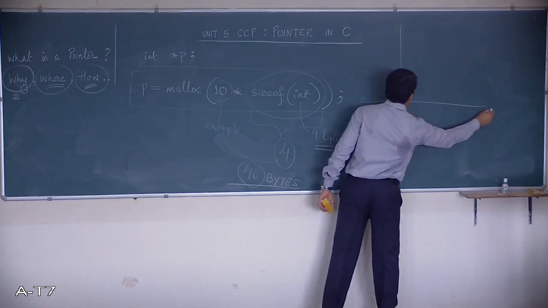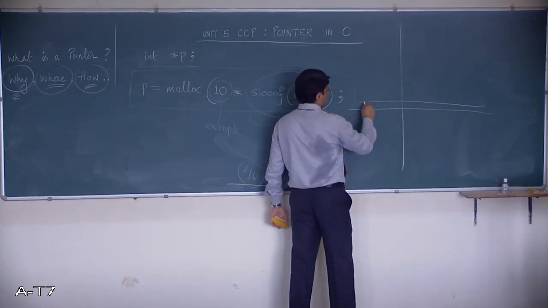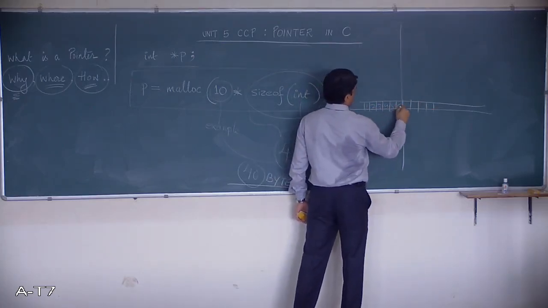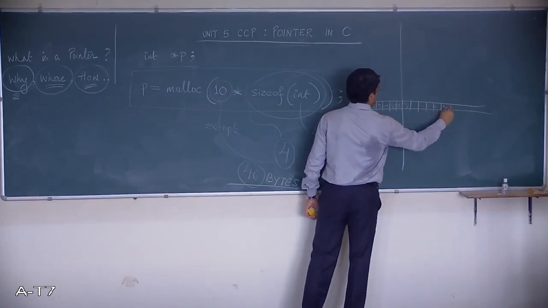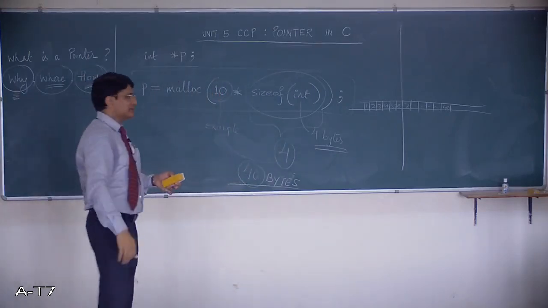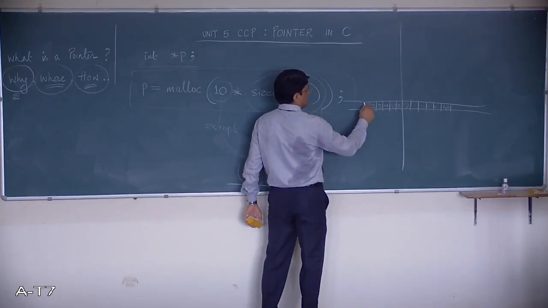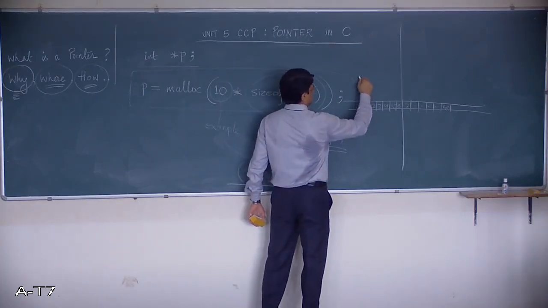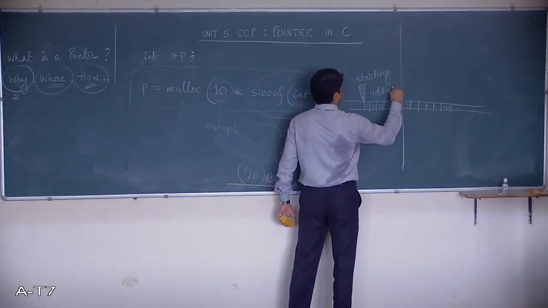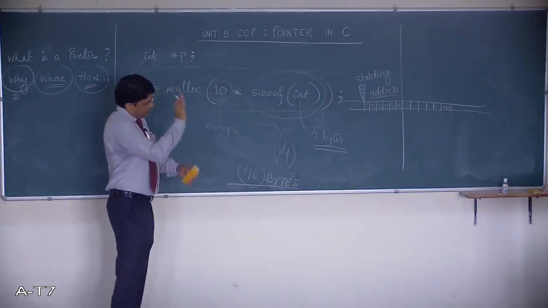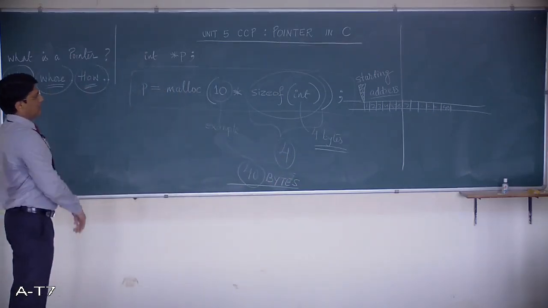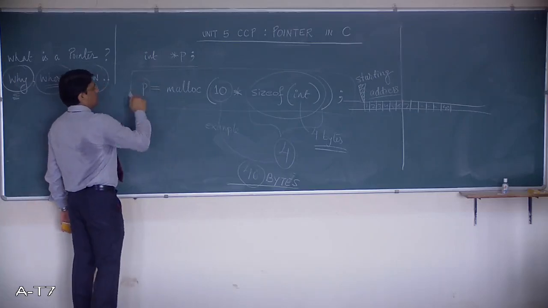Somewhere means definitely it has to start somewhere. Imagine this to be the memory. So maybe 1, 2, 3, 4, 5, 6, 7, up to 40. 40 bytes in the memory starting at some address. Memory is a continuous tape-like structure starting at some address. This is a starting address. From that starting address, 40 bytes have been allocated.